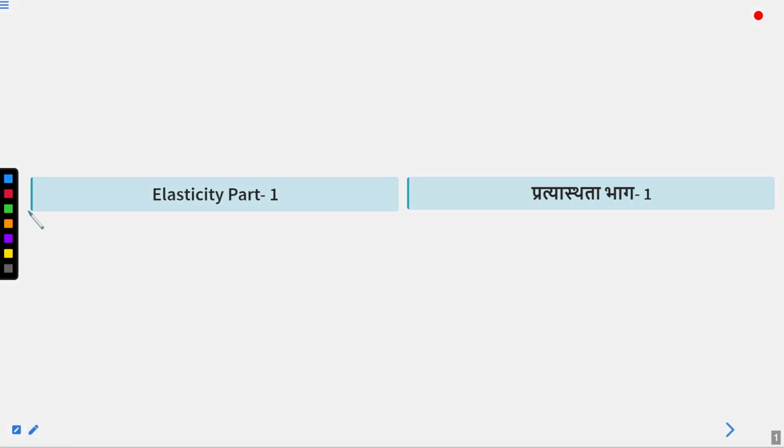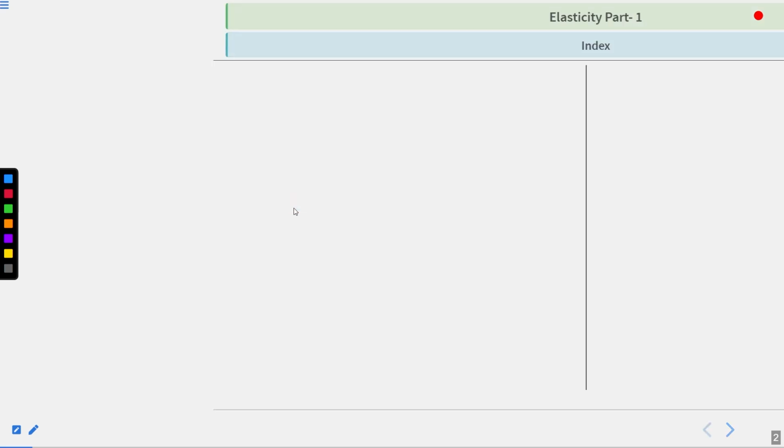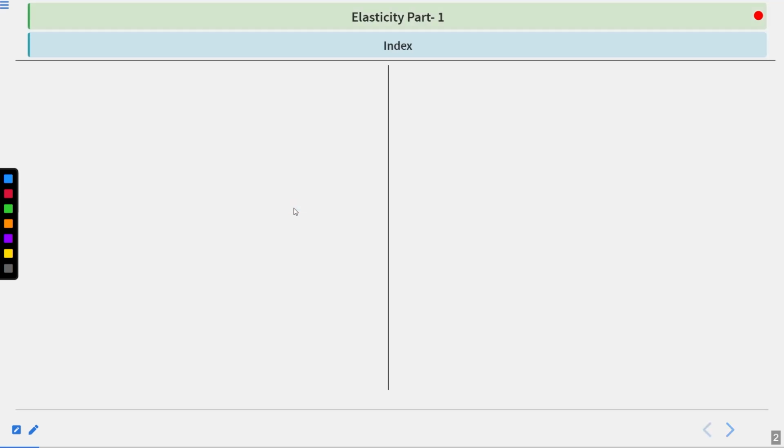So students, as you can see here, in this lecture we are going to start the discussion over the new topic. This is elasticity. It is the topic we are going to talk about, and we will do the discussion as part one. So that is going to be our part one of the elasticity. Basically in this lecture we will discuss some terms that are related to the elasticity.